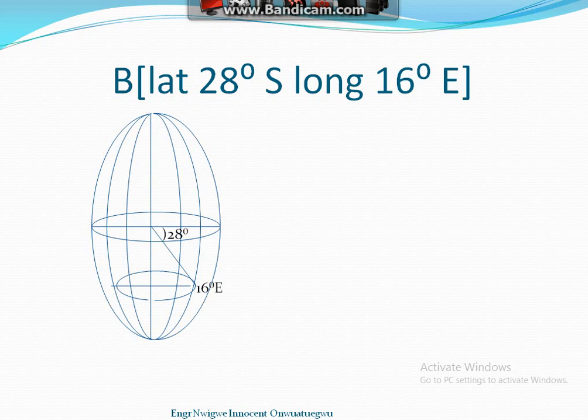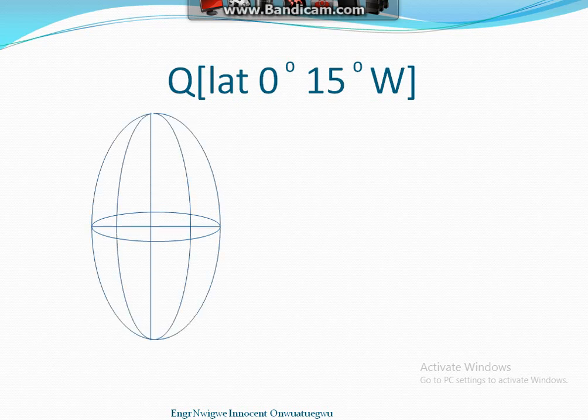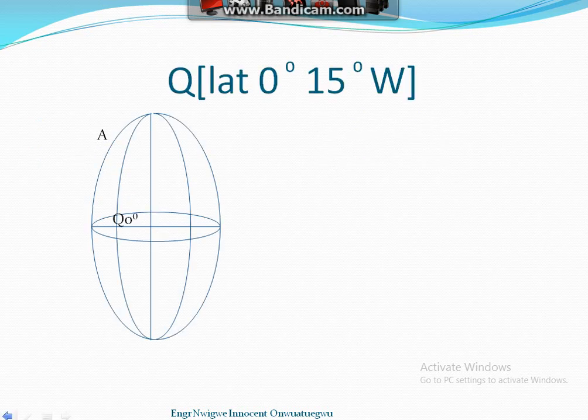Now, another example, if Q is located in parentheses latitude 0 degrees and longitude 15 degrees west, then on the geometry of the circle, along the equator is our latitude 0 degrees, since it doesn't have any angle. Then on the great circle, we locate 15 degrees west and mark our point. That's the location of the position of point Q.